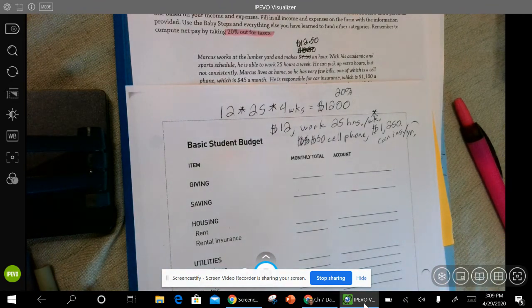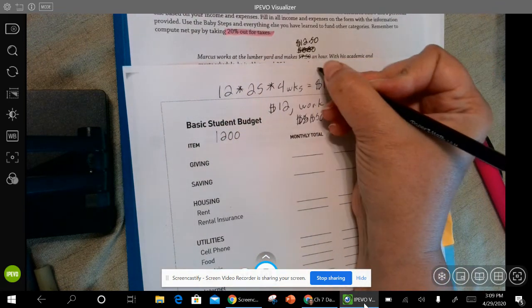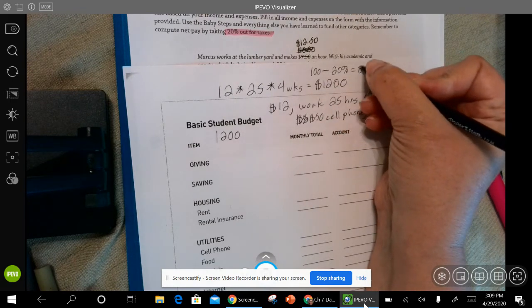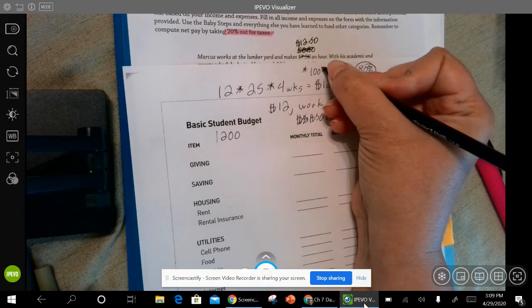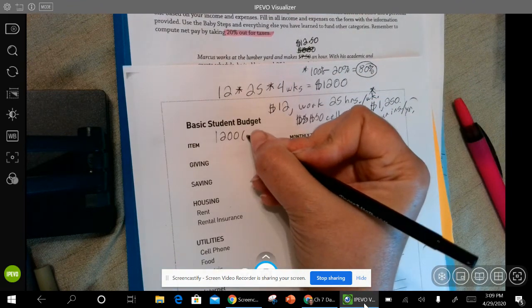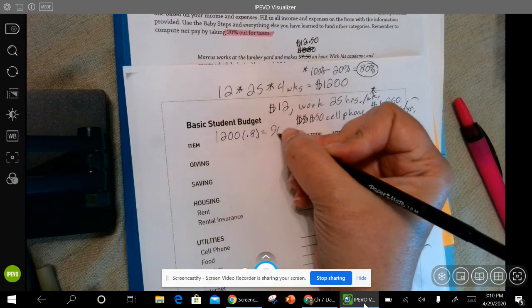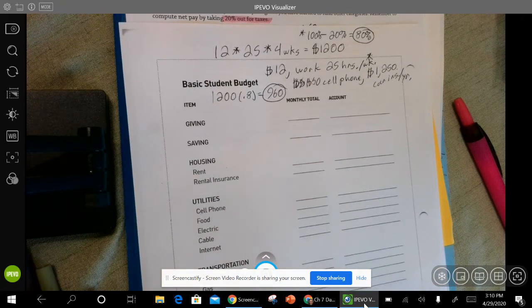So I'm going to take the 1,200. So 100%, everybody, minus 20% is 80%. Everybody, this is for taxes. So you're going to get 80% of that. So $960. Okay, that's how much you have for the month.